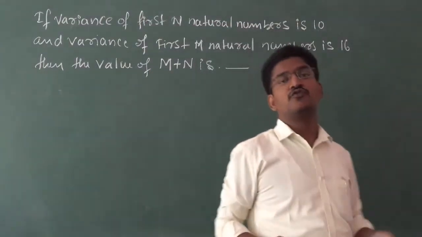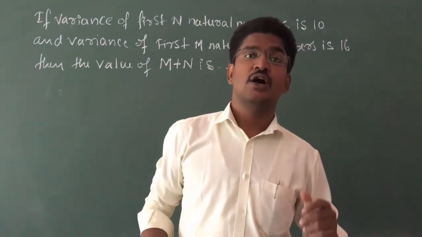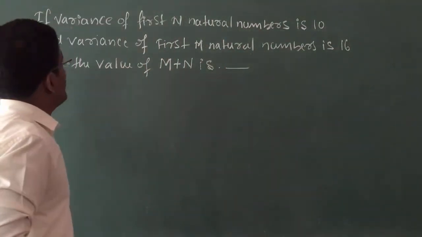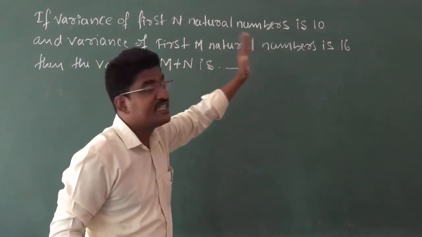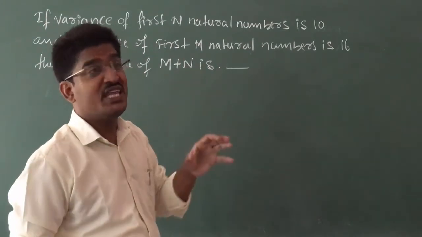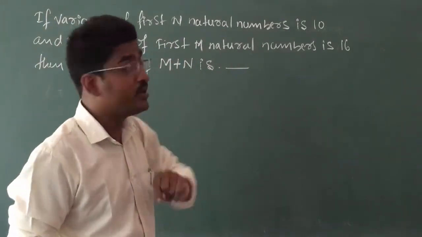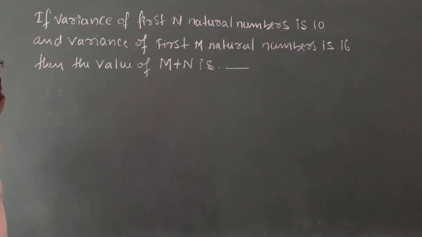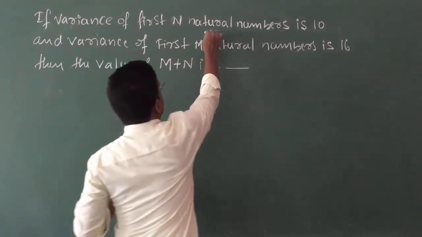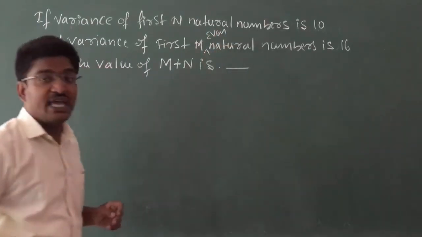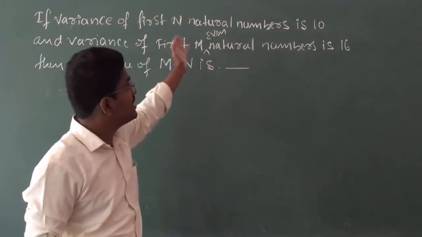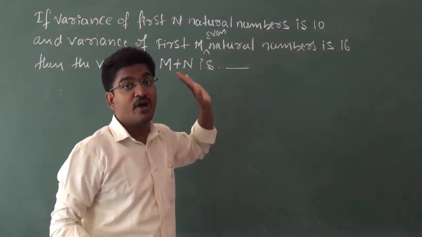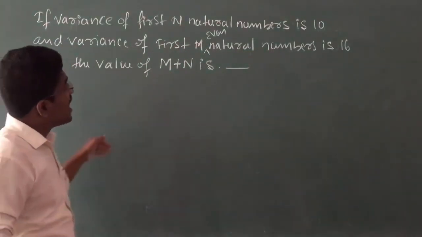Okay, students. So now let us go for the next question, that is on statistics. Clear? So if variance of first n natural numbers is 10, that means you must know the formula for variance of first n natural numbers. Please remember this. And variance of first m even natural numbers is 16. Are you getting my point? Then the value of m plus n is what they are asking.